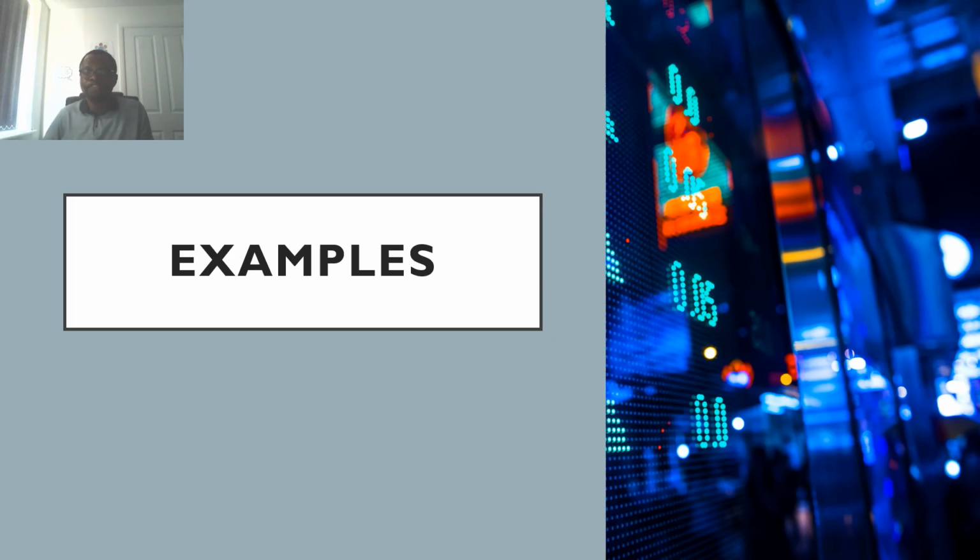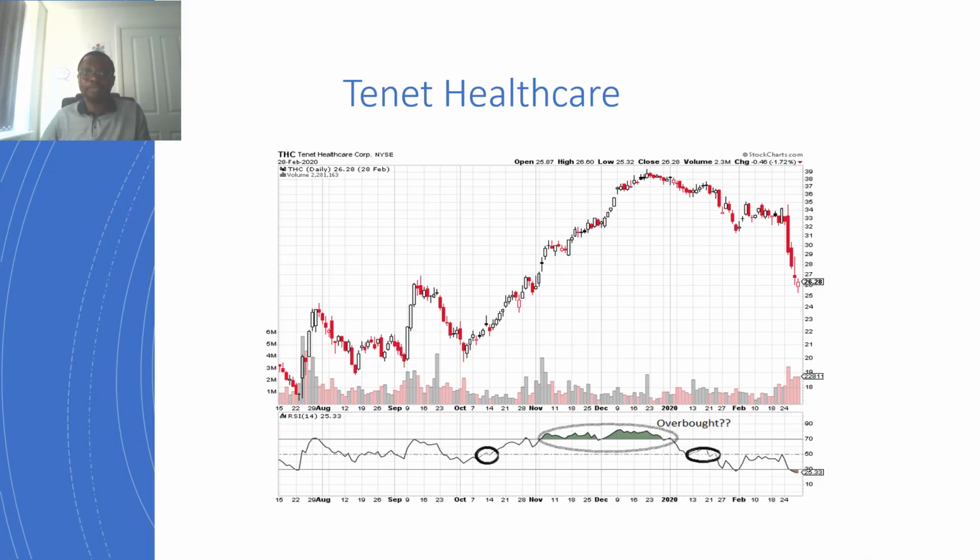Next we're going to look at a few examples of the RSI on the chart. My first example here is from Tenet Healthcare, the ticker THC. On my chart, on the RSI part, you can see that I've circled a part that says overbought, and that's the point where the RSI crossed above 70. If you look at the share price on top of it, you can see that even though the RSI crossed 70, the share price did not start to reverse at that point.